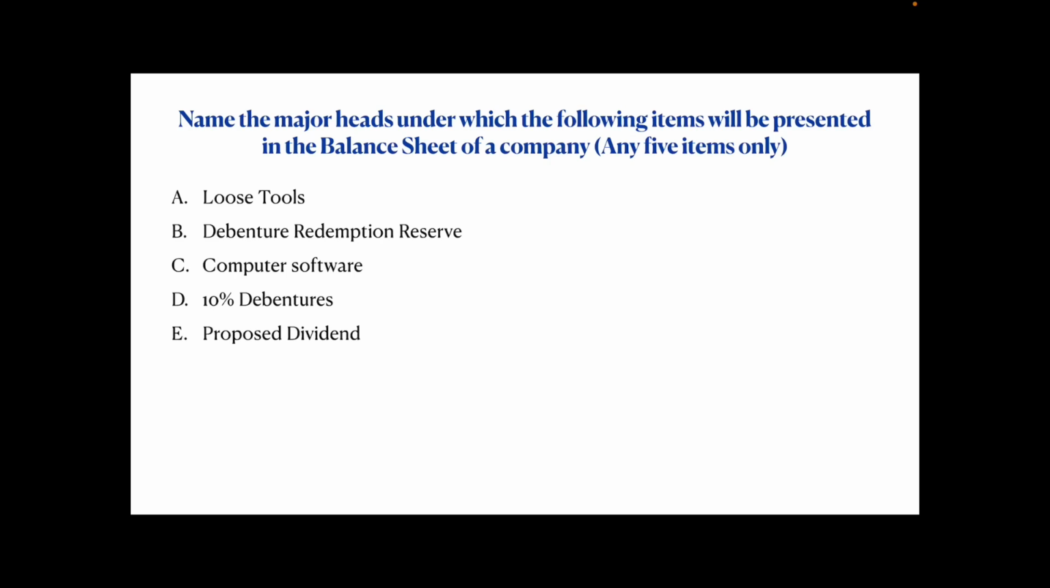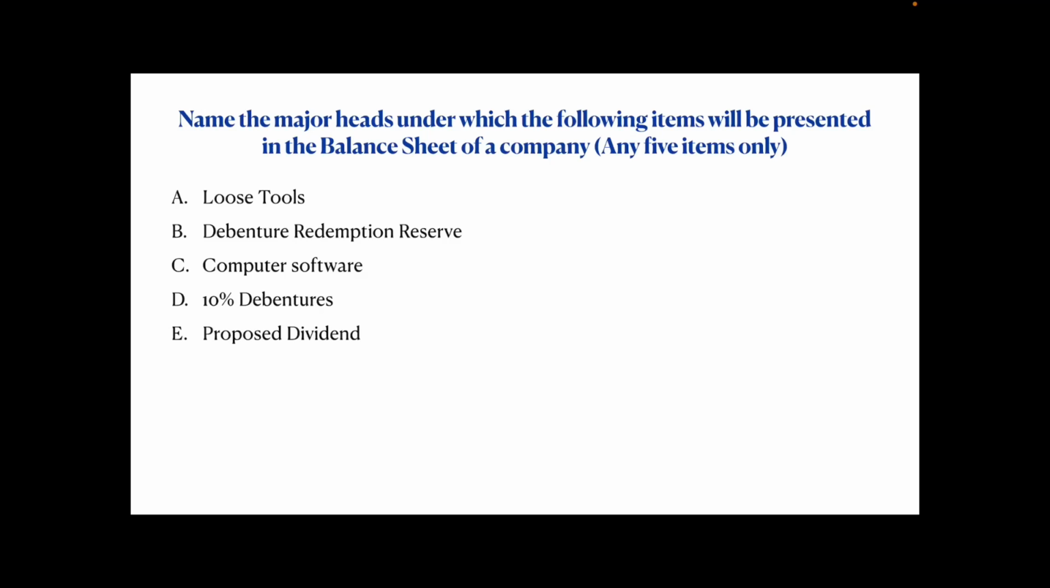So over here, students, they will give you any 5 items. You need to write the answer according to the question that is being given. So first let's understand the question. Here we have 5 items. Each item will carry 1 mark. Loose tools, debenture redemption reserve, computer software, 10% debentures, proposed dividend.